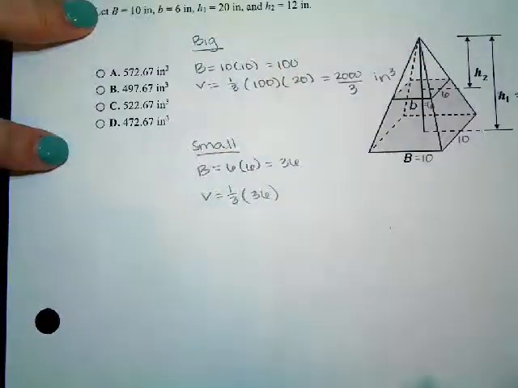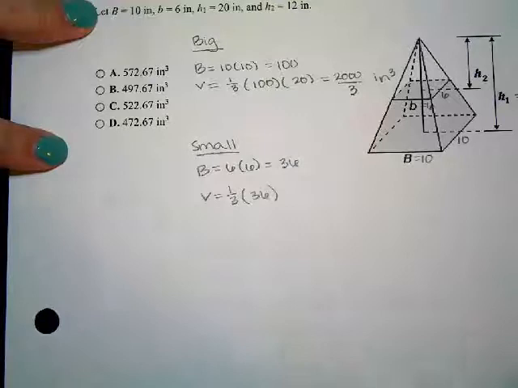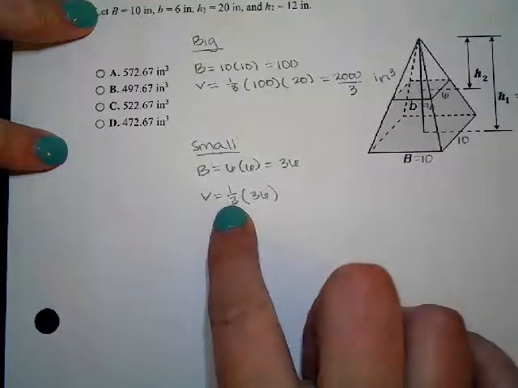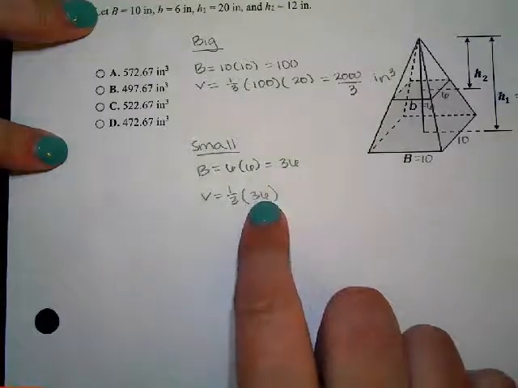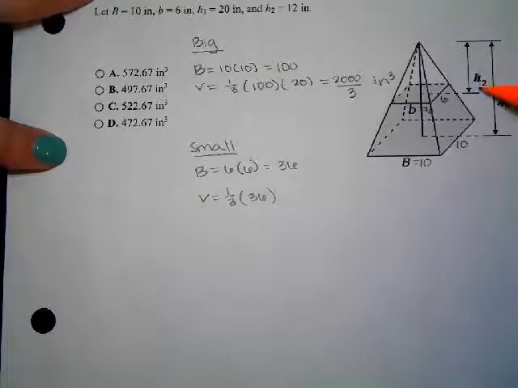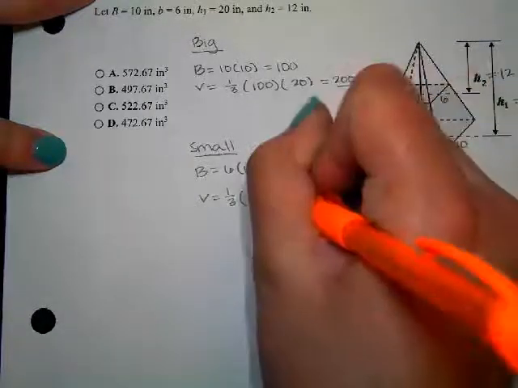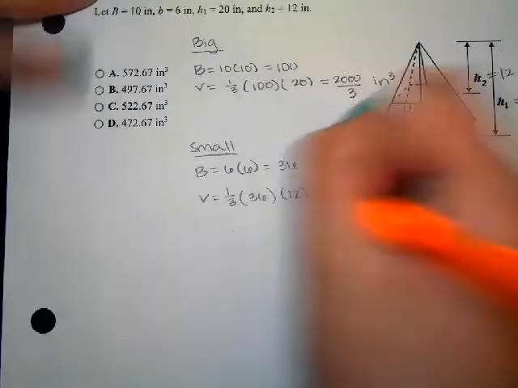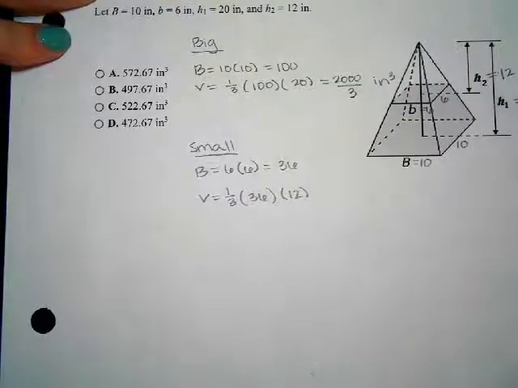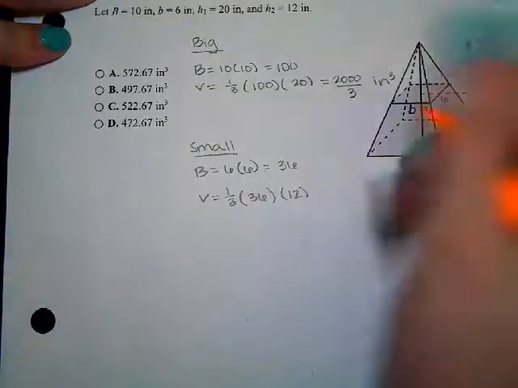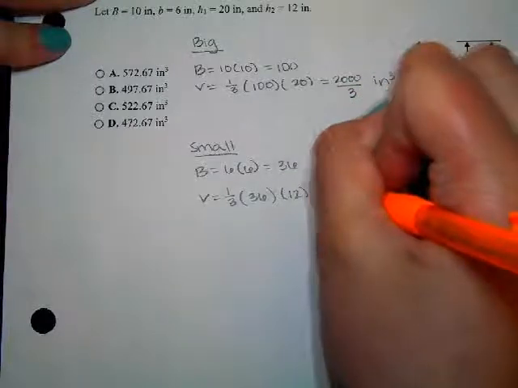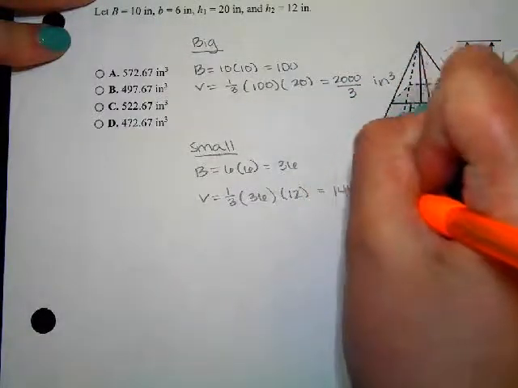Okay. 1/3 times the area of the base, and then what's the height? What's the height of the little pyramid? 12. Okay, 1/3 times 36 times 12 is 144 inches cubed. Did you say 4? Yeah, I'm taking the cookie back.